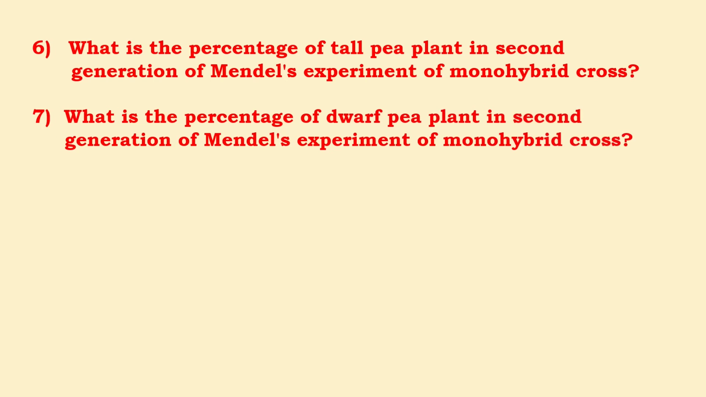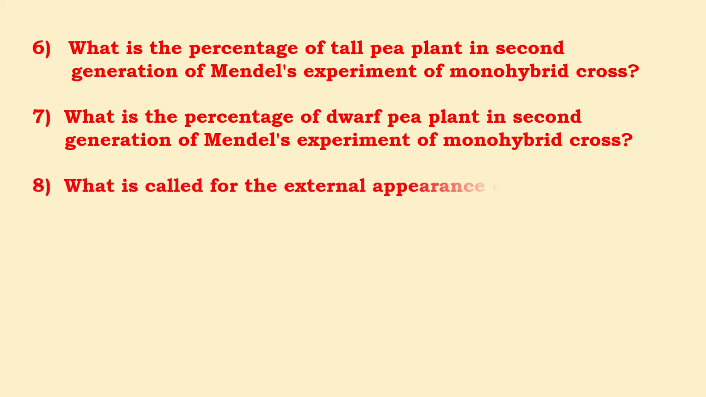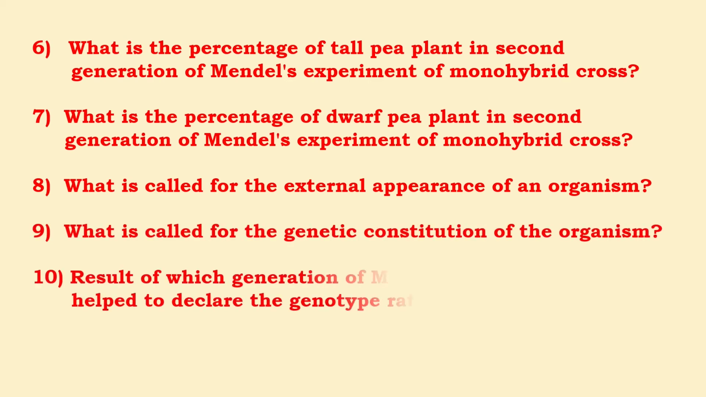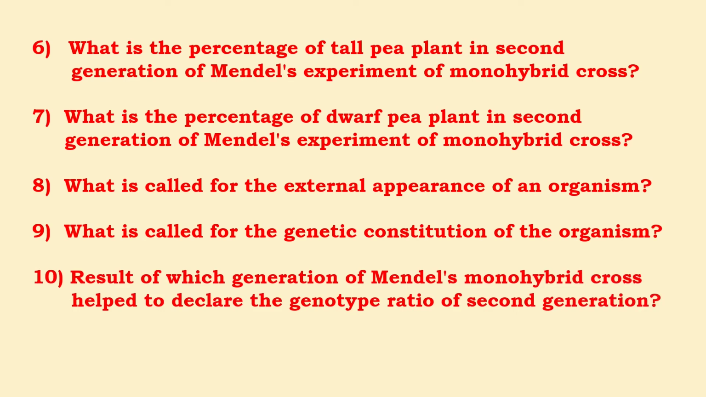What is the percentage of dwarf pea plants in the second generation of Mendel's experiment of monohybrid cross? The same percentage is asked about the dwarf pea plant when tall is crossed with dwarf pea plant. Okay, question number 8. What is called for the external appearance of an organism? Now next, what is called for the genetic constitution of the organism? Another, result of which generation of Mendel's monohybrid cross helped to declare the genotype ratio of the second generation?